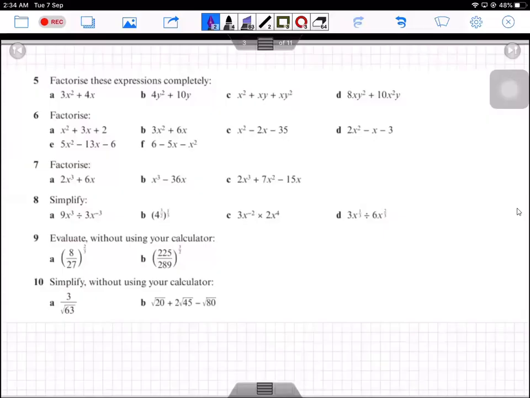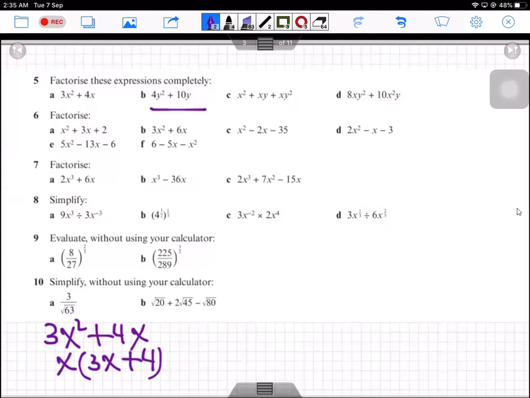All right, so here we have question number 5. Factorize these expressions completely. Part A is 3x squared plus 4x. Since we know that x is common in both of the terms, taking x common multiplied by 3x plus 4. As simple as that. This is a completely factorized form.